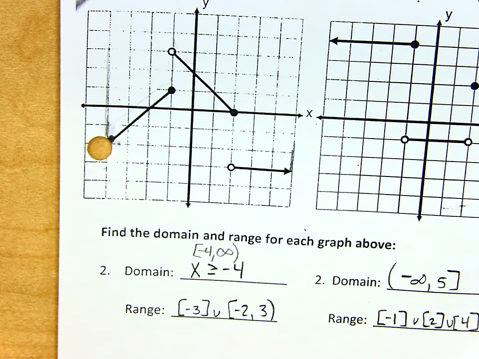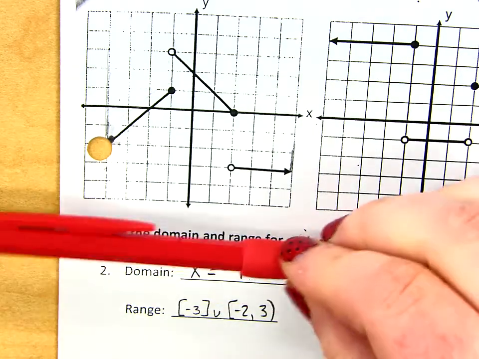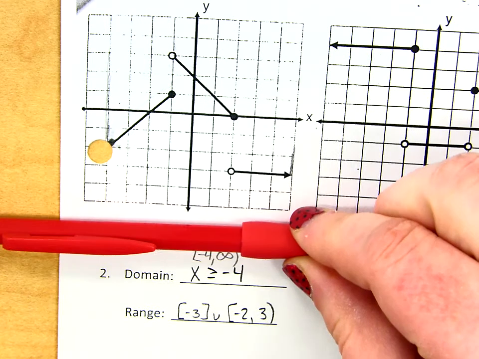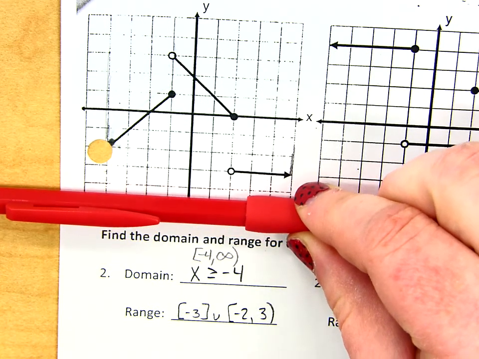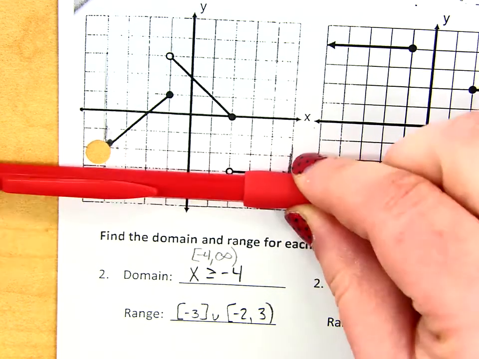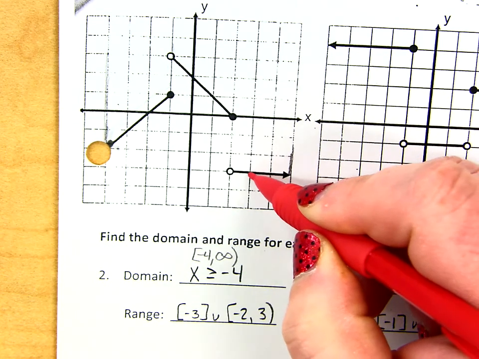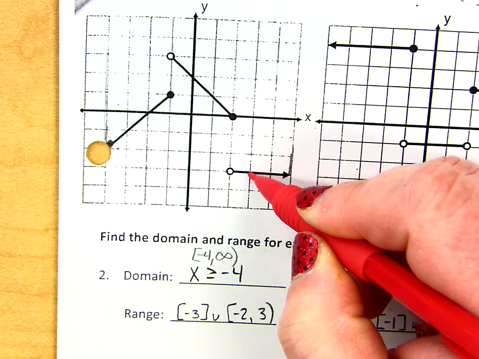Now I do the same thing with range, but range, remember, is your Y values. So now I start from the bottom and I move up. I don't have any Y values down here at all. None, none, none, none, until I hit -3. So I do have range values at -3.